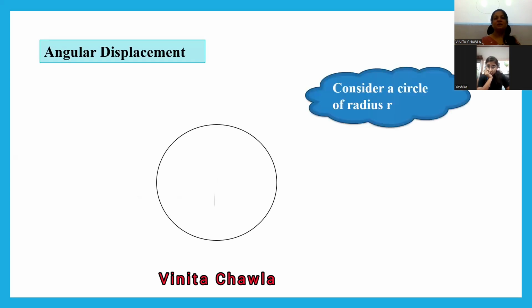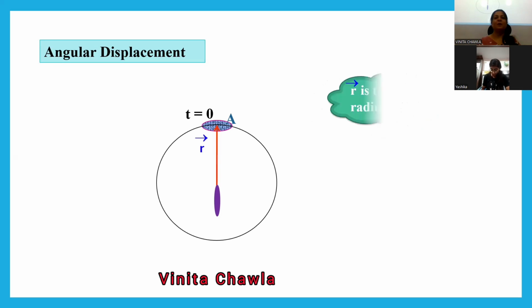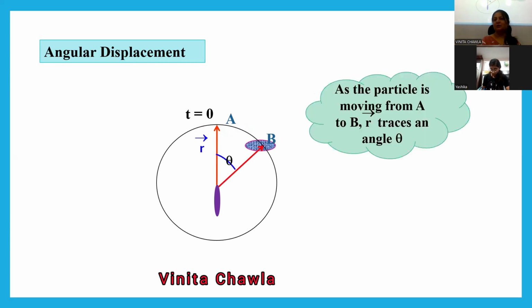So consider a circle of radius r. The particle is at position A at time t equals 0. So we're considering a situation where a particle is moving in a circle, and at time t equals 0 it is at position A. Now this particle moves along the circumference of the circle and reaches point B. So B is the new location of the particle. And during this movement, it traces an angle theta. So theta is the angular displacement, and the arc AB is the linear displacement.